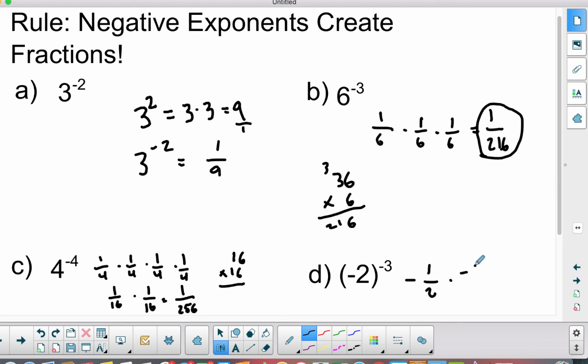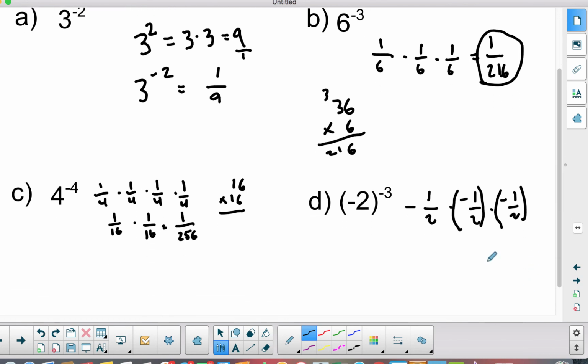So negative a half times negative a half times negative a half. Now, hopefully we already know, I'm just going to put a parenthesis around here. Hopefully you already know that a negative times a negative is a positive. So negative a half times negative a half is going to be positive 1/4. And then you still have one more negative half to multiply by. And since we have a positive times a negative now, this is actually going to equal a negative. And so we end up with negative 1/8.